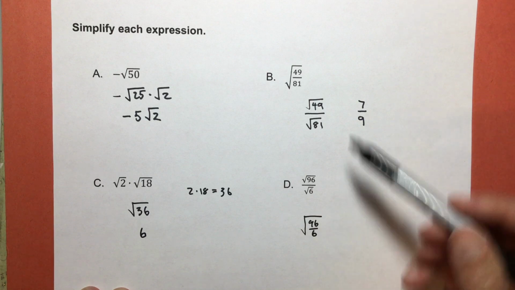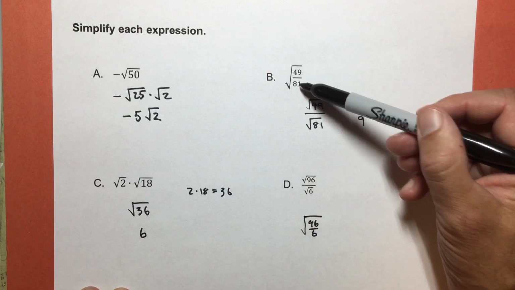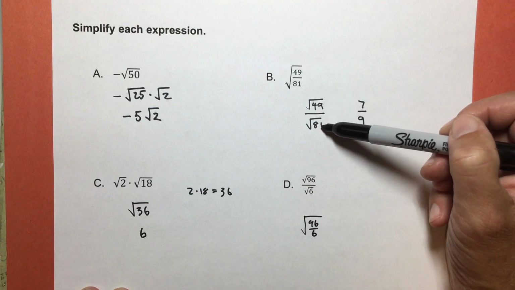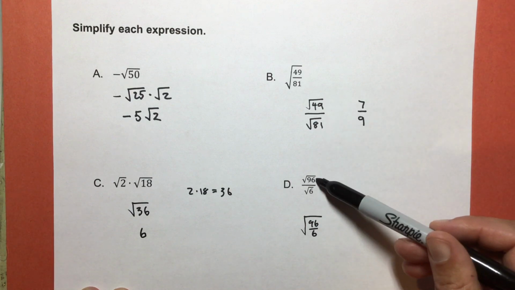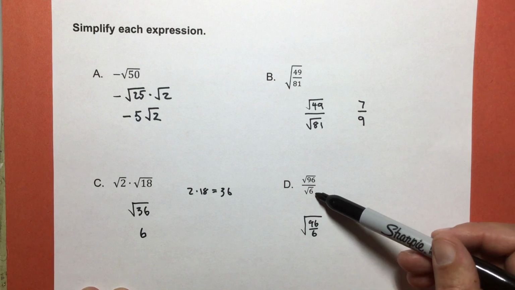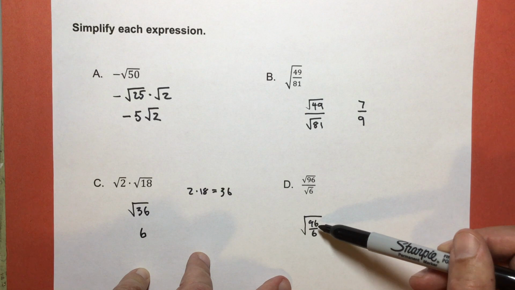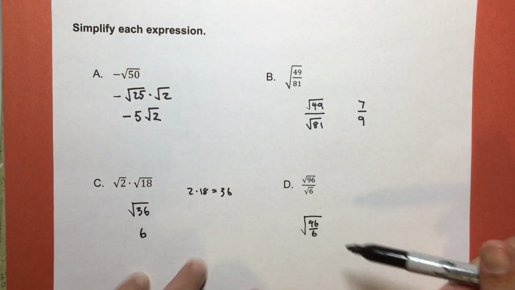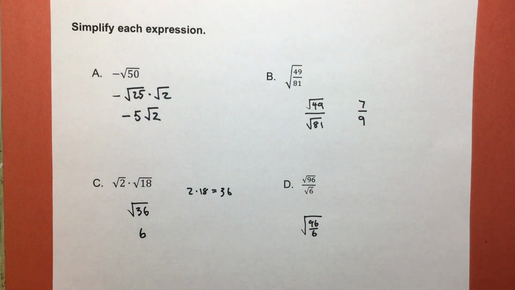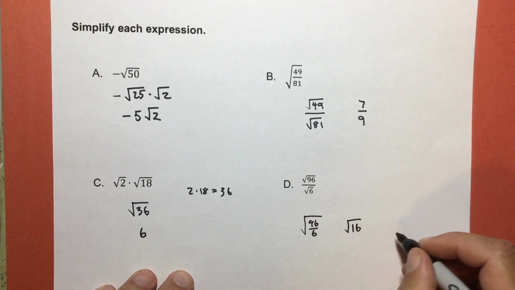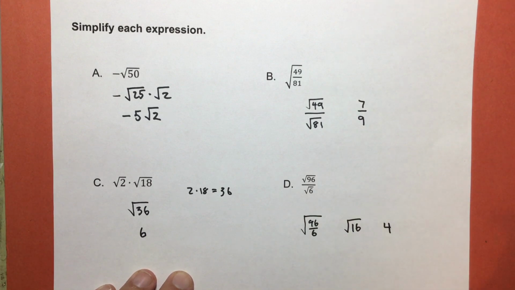And I mentioned that with this problem, don't divide first and split it into different radicals, because you know the square root of 49, you know the square root of 81. I don't know the square root of 96. I don't know the square root of 6. They're irrational. But I do know that 96 divided by 6, sorry, I lost my notes, 96 divided by 6 should be 16. So this is the square root of 16, which does equal 4.